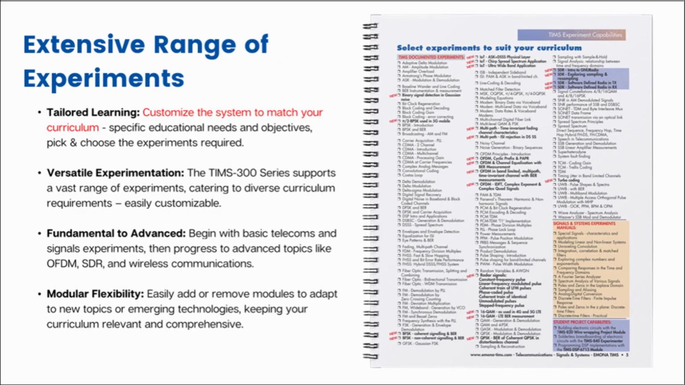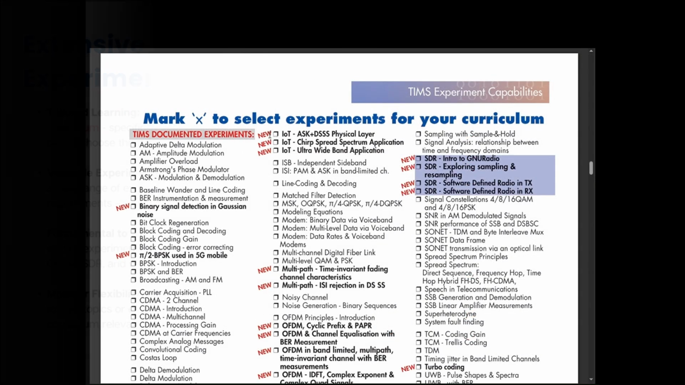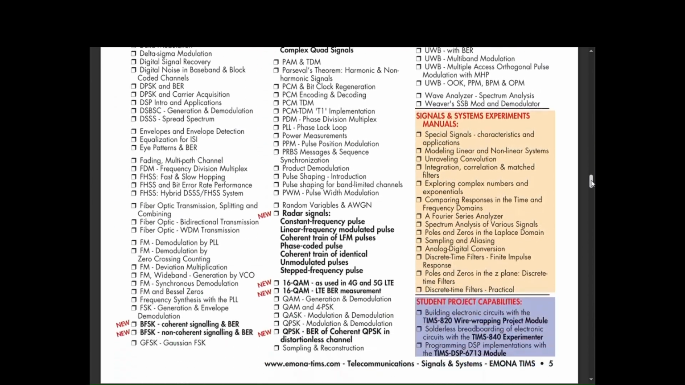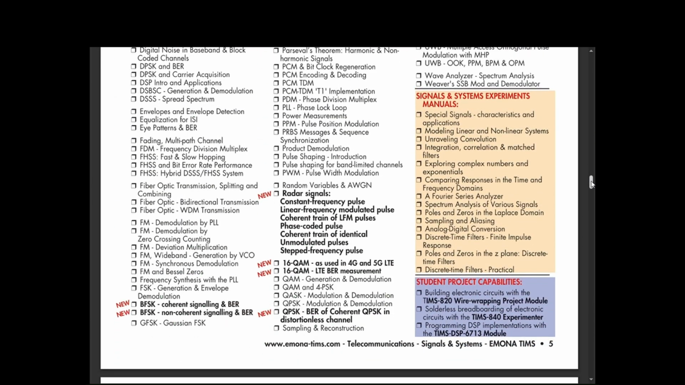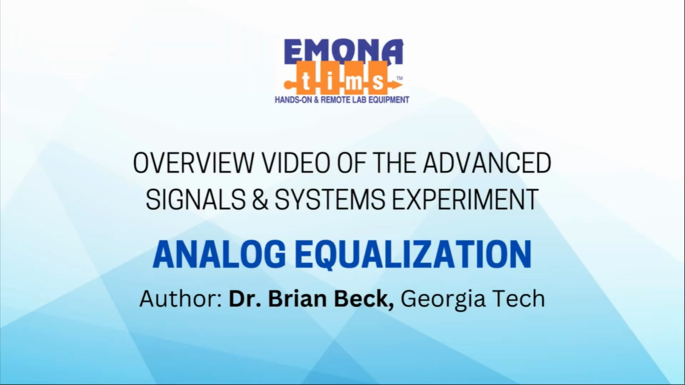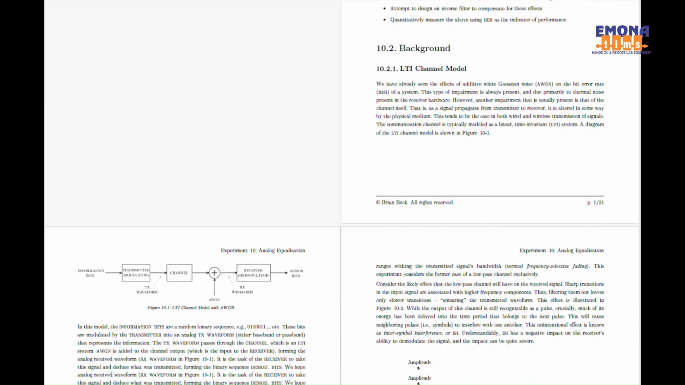Choosing from a selection of these elements enables the building of introductory through to advanced analog and digital schemes, which are fully documented in the included lab manuals. From AM and FM, sampling, to OFDM, spread spectrum. Bit error rates, signals and systems, equalization, radar, and much more. Let us quickly browse through an example experiment on equalization.